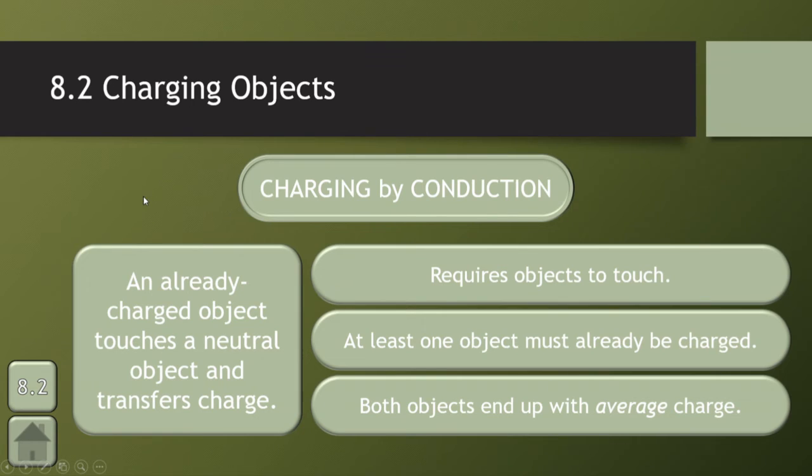The next method of charging is called conduction. Now this requires that at least one of the objects already has an electric charge. Perhaps it became charged by friction when touching another object. And then it touches an object that is either neutral or may have an electric charge of its own. It doesn't really matter, but it can transfer some of its charge over to the other object. So the difference between friction and conduction is that friction can occur when neither object has an electric charge, and in order for conduction to occur, one of the objects must already be charged.